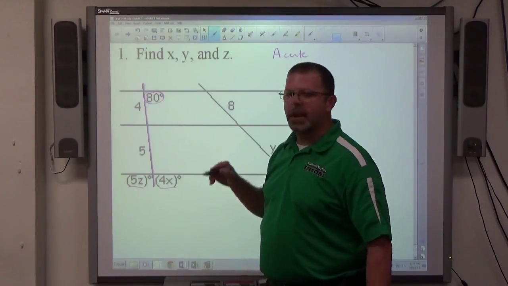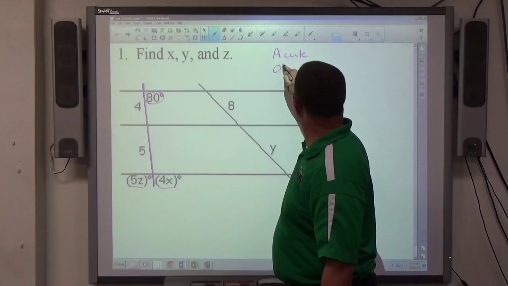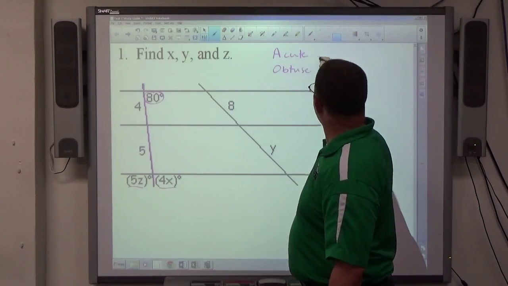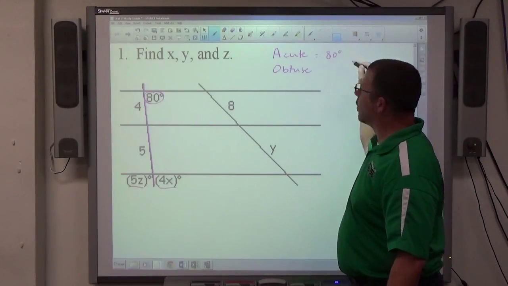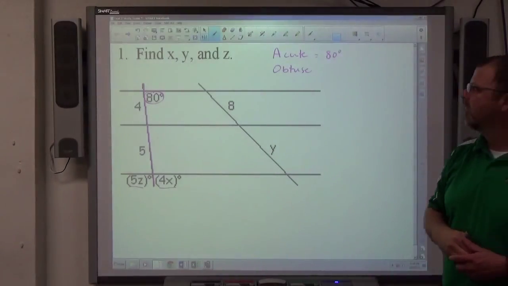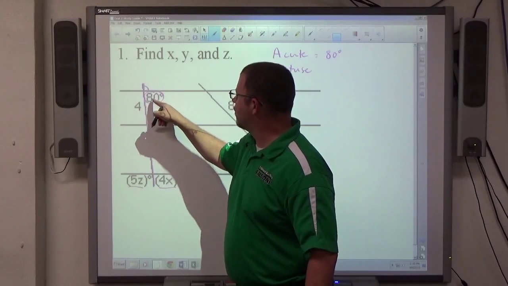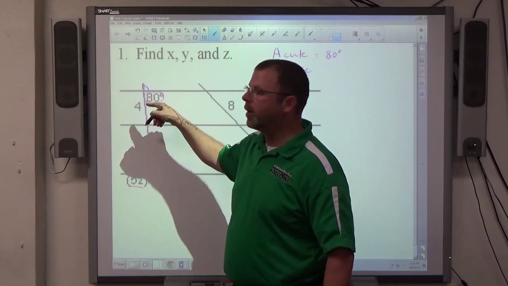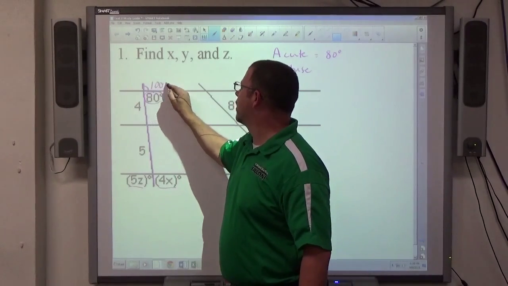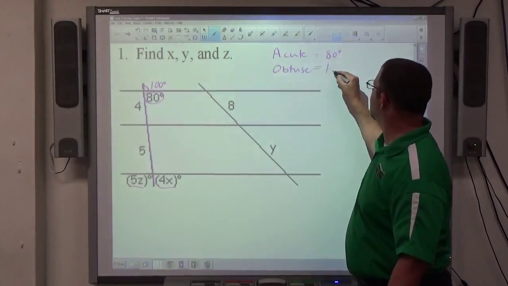The other measure I need to care about is the obtuse measure. So we've already established acute measure is 80 degrees. I know it's acute because it's less than 90. I know that this is a straight line, so this angle here matched up with this angle here has to add to 180, which means this angle here has to be 100 degrees, making that the obtuse measure.